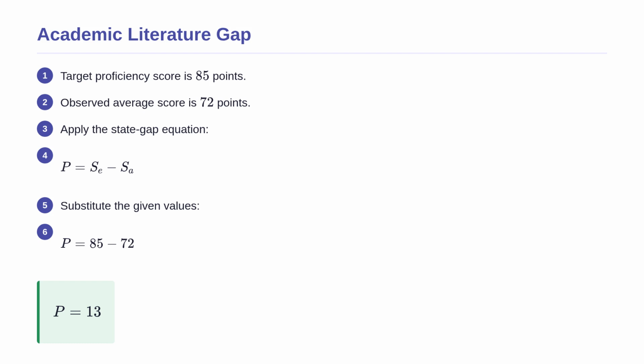The researcher needs to define the problem magnitude to justify a grant proposal. Again, we use the state gap equation to find the exact shortfall. We substitute 85 for the expected state and 72 for the actual state. Subtracting 72 from 85 gives us 13. This mathematically identifies the problem. There is a 13-point performance gap in online mathematics education. This undeniable numerical proof justifies the need for the research study.